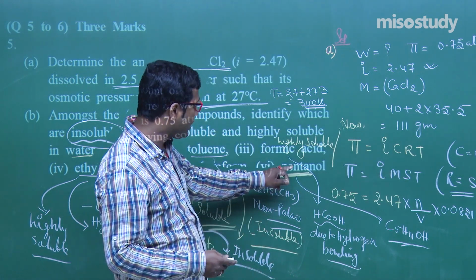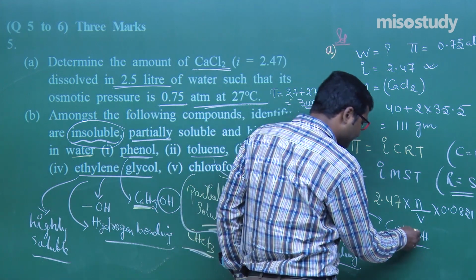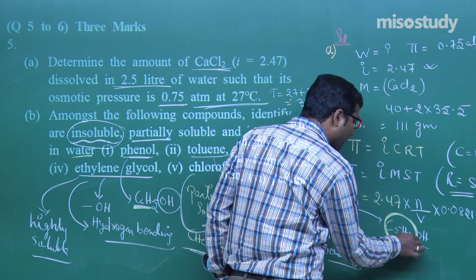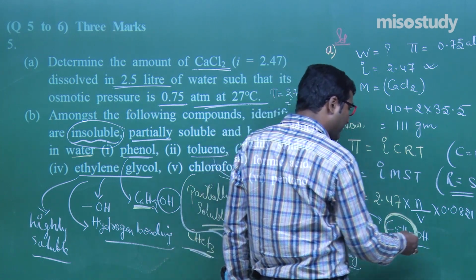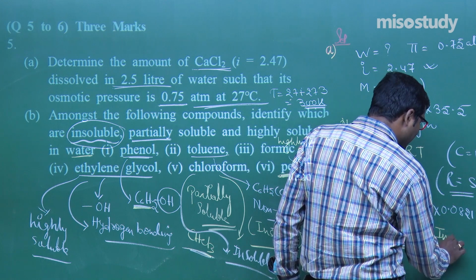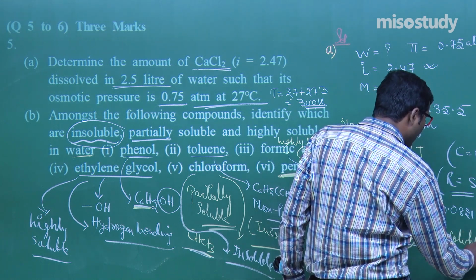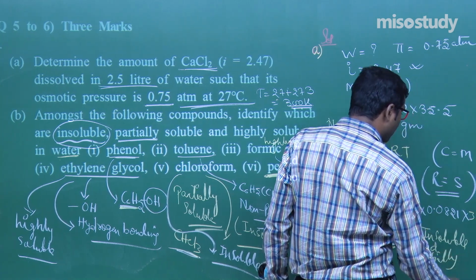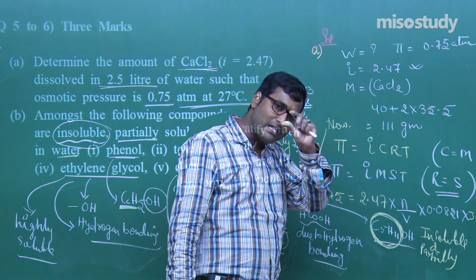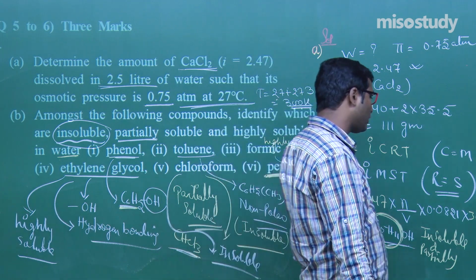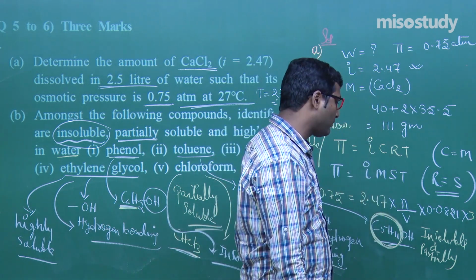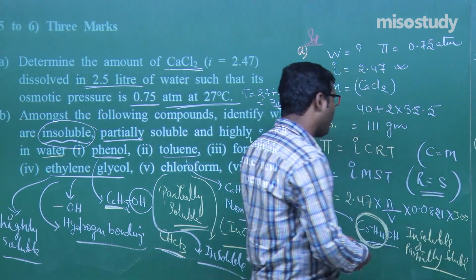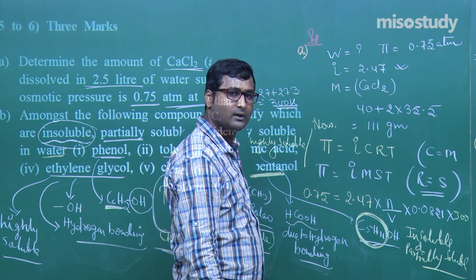In the case of pentanol, if there is a large hydrocarbon part, then solubility, my friend, decreases. Again I am repeating, you can write here insoluble, and you can write partially soluble also. Because if I talk about C2H5OH, due to the less bulky hydrocarbon group, C2H5OH is soluble in water. So in this case it is better to write partially soluble or insoluble. Clear, my friend?